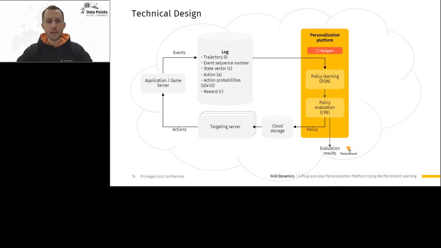Log is a cloud database, and our offer for personalization platform is Facebook's framework called Reagent, which is deployed in the cloud. More about it in a minute. The place for storing models is a cloud storage. The targeting server is a cloud instance, which can easily be scaled up. Evaluation results are collected and can be viewed by TensorBoard, which is already built into Reagent.